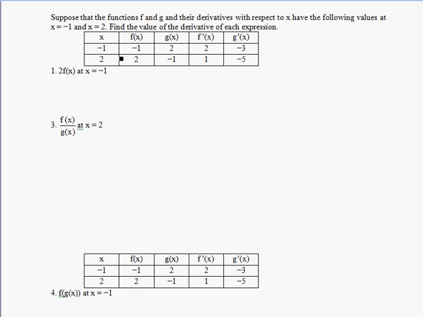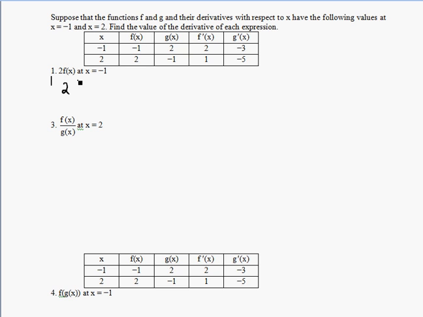Okay, so here are some derivatives. We have a table of values here. We have some function values and some derivative values for -1 and 2. And we have some functions. We'll have some normal derivatives, some product rules, some quotient rules, some chain rules, and whatnot. So we just want to take the derivative of this function and evaluate it at -1.